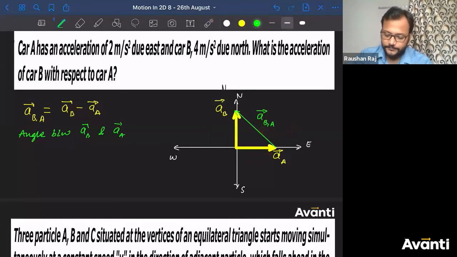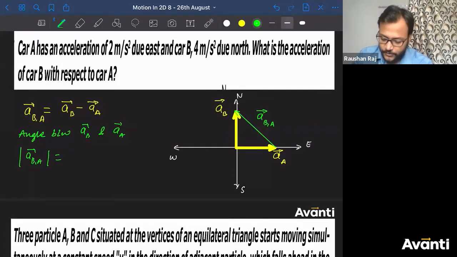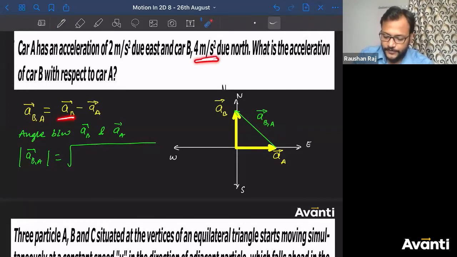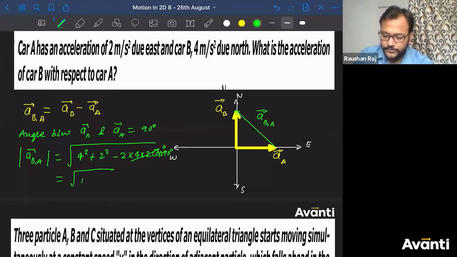Or the second method is: magnitude of AB minus A can be written as square root of a square plus b square minus 2ab cos theta, right? So AB, what is AB here? 4. So 4 square plus A, how much is left? 2. So 2 square minus 2 into 4 into 2 into cos of the angle between A and AB, and A is what? 90 degrees. So this is 0. So what is the answer? Square root of 4 square plus 2 square. 16 plus 4, 20. So 2 root 5 meter per second square.